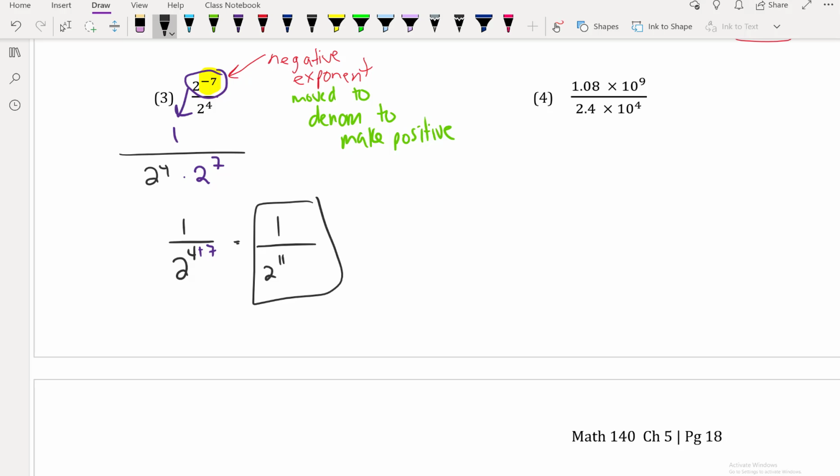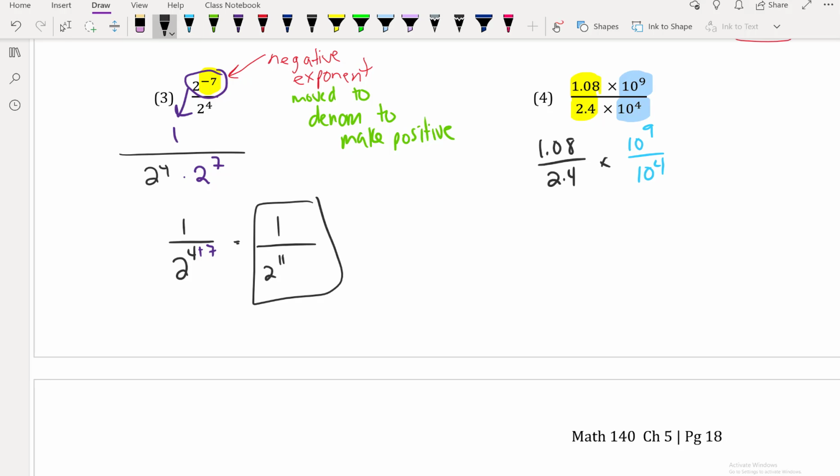Now, the same thing can be done with number 4, meaning that I can deal with this part and deal with that 10 power separately. So really I have 1.08 divided by 2.4 being multiplied by my 10 to the 9 and my 10 to the 4th power. And I'm going to make that 9 a little bit nicer, 10 to the 9th power.